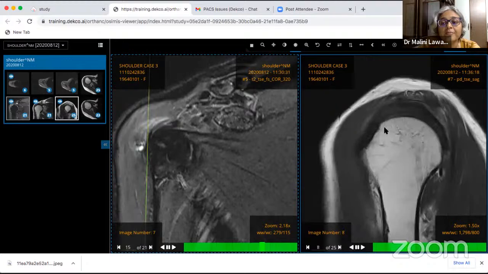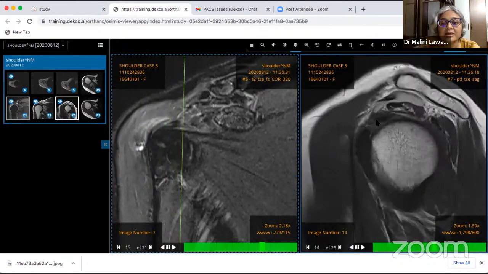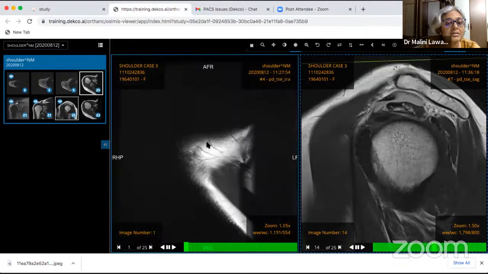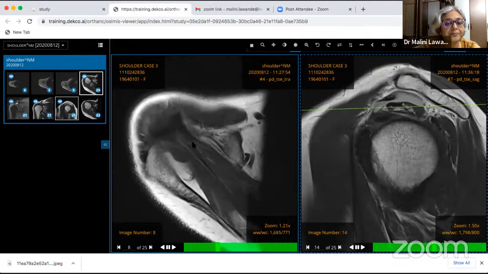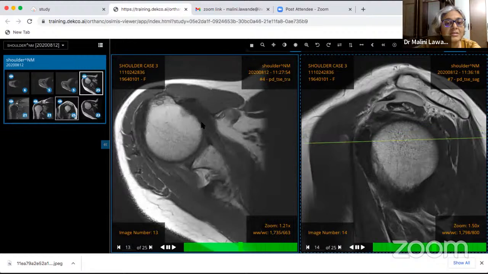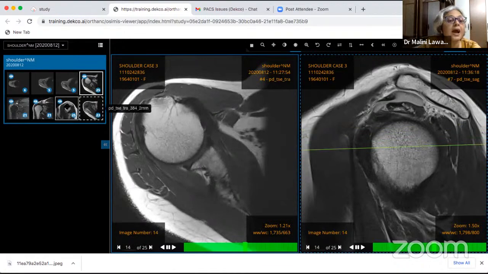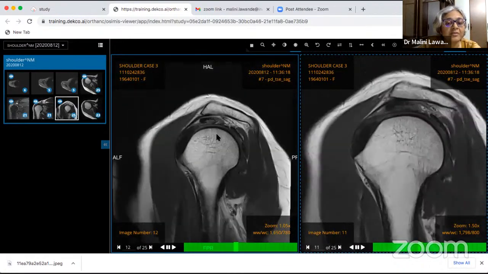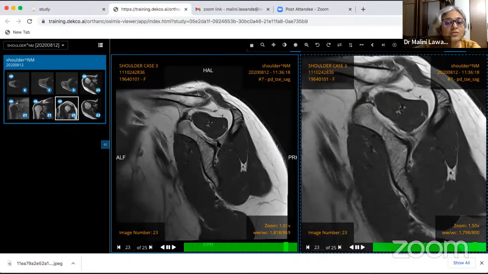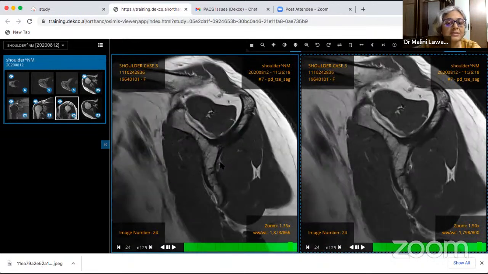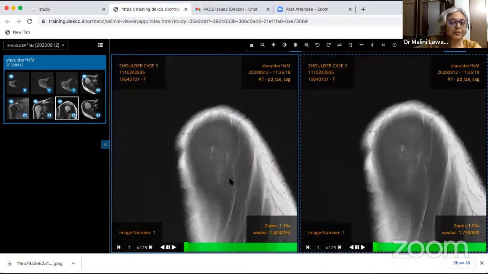The long head of biceps tendon is fine. It looks normal. Let's look at the subscapularis tendon. Subscapularis tendon only shows moderate tendinosis. Otherwise, it is intact. I want to look for the muscle atrophy, if any. There is no muscle atrophy. All the muscles look good.